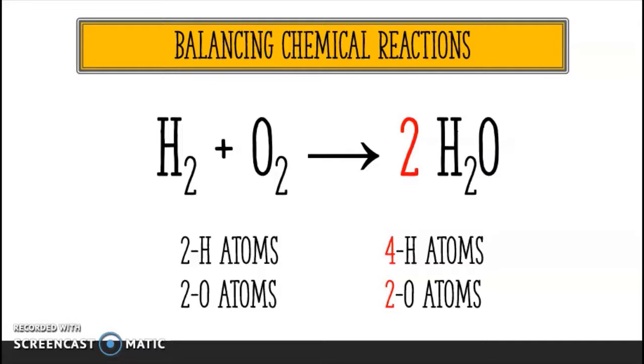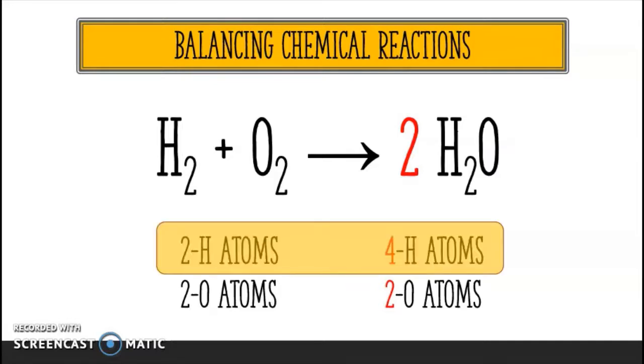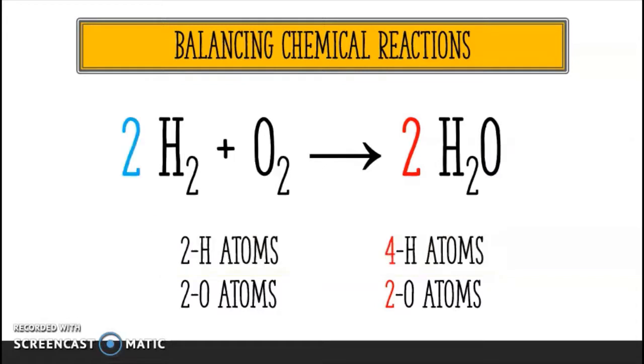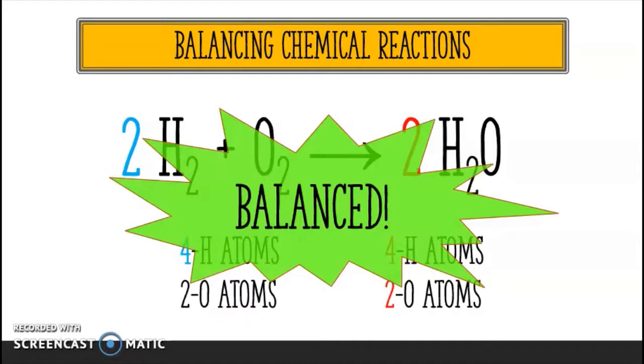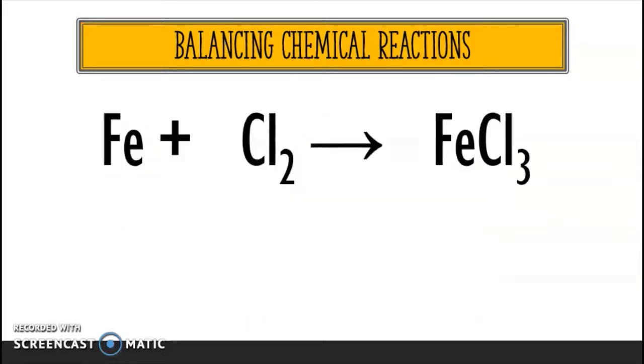Let's see if we can fix our newly created problem. So I have 2 hydrogen atoms on the reactant side and 4 on the product. Can I fix it? Sure. Throw a coefficient 2 in front of the reactant hydrogen. And again, don't forget that that's going to multiply in and through and leave us with 4 hydrogen atoms. Well, guess what? Your equation is now balanced and we're complete. Let's try another example.